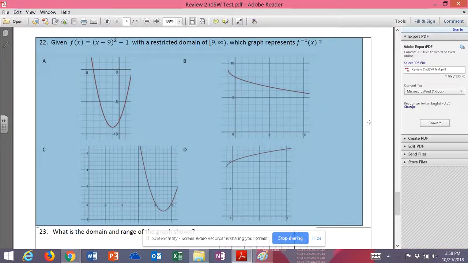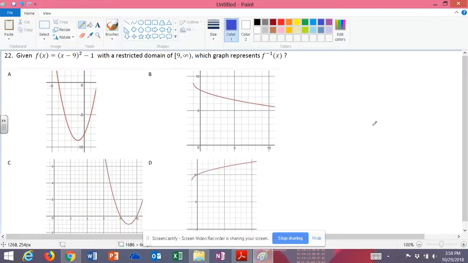Okay, I lied earlier. I want to go over one more, which is number 22 on your review. So we are given a function f of x equals this. We're told that it has a restricted domain from 9 to infinity, and we're looking for the graph that represents the inverse of that function. Remember, f negative 1 means f inverse of x.